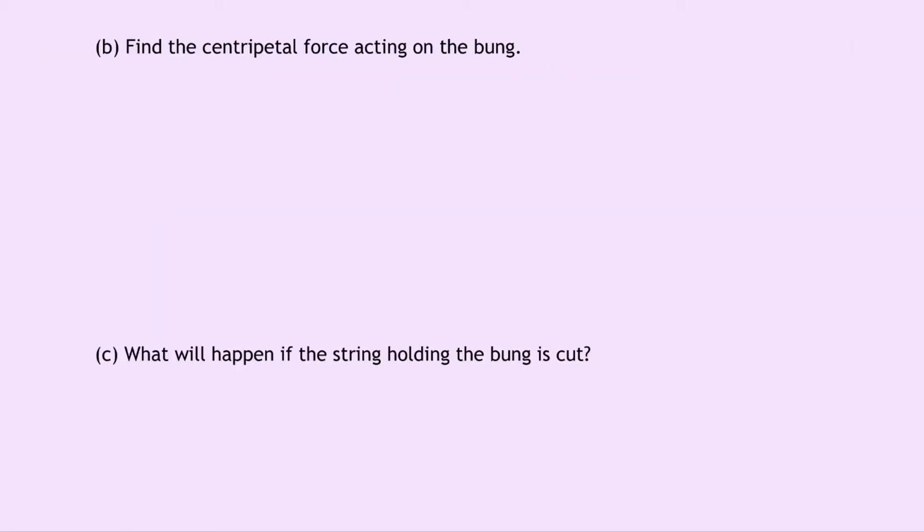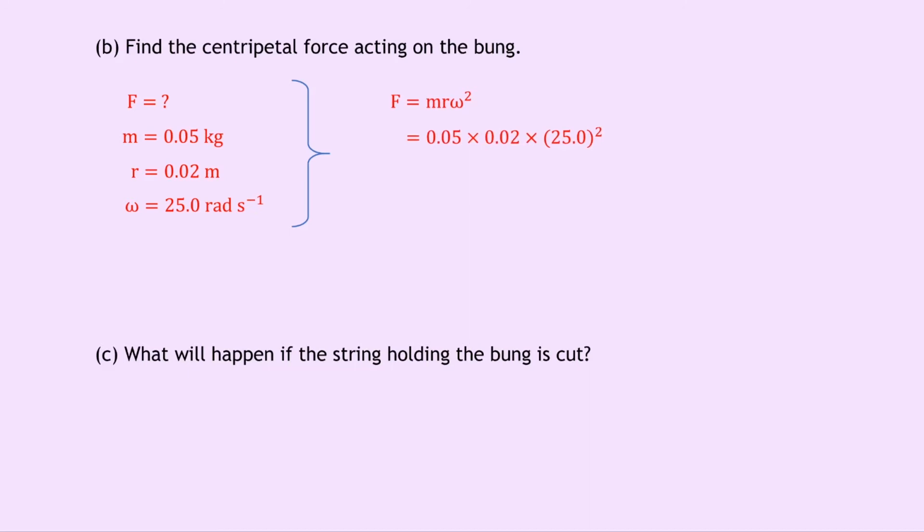Part B says to find the centripetal force acting on the bung. So writing down what we know from the question, we're trying to find the force. We know that the mass is 0.05 kilograms, the radius is 0.02 meters, and angular velocity omega is 25.0 radians per second. So writing down our equation for the centripetal force in terms of the angular velocity omega, this is F equals m r omega squared, which is equal to 0.05 times 0.02 times 25.0 squared once you put your numbers in, and if you put that into your calculator, you should get an answer of 0.60 newtons.